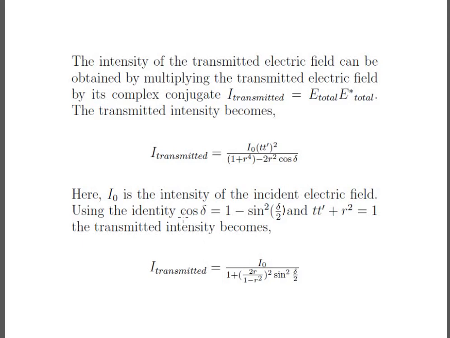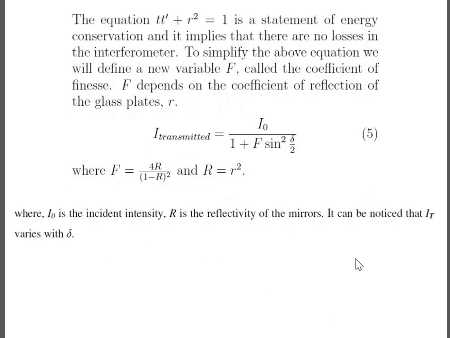Now, if we use this relation, cos delta equals 1 minus 2 sine square delta by 2, and this fact, t prime plus r square is equal to 1, that means there is nothing else possible for these reflection and transmission coefficients. Then our transmitted intensity becomes like this. As I have been telling you, the relation t prime plus r square equals 1 is, in a way, a statement of energy conservation, since it implies that there are no losses in the interferometer.